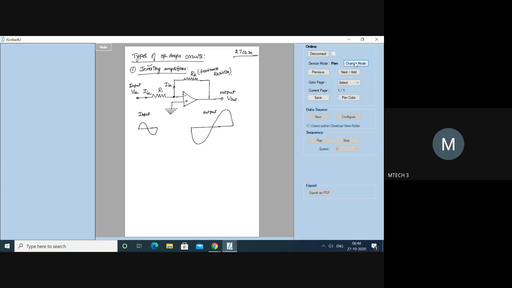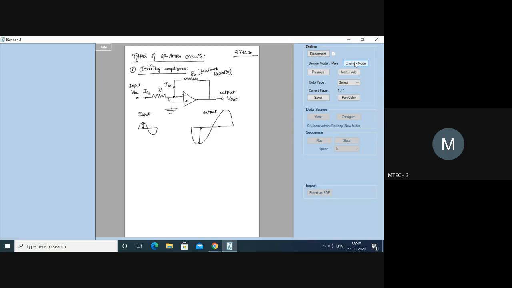This will be your initial voltage, and that initial voltage is amplified to this much, and also it is out of phase. Now, this is the inverting amplifier. Just make a point and mark this point as G. Write down this point as G.